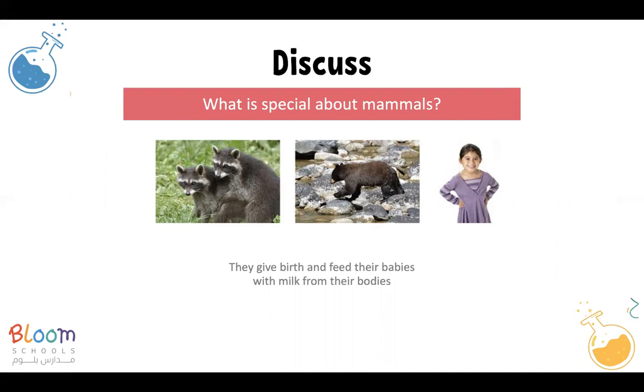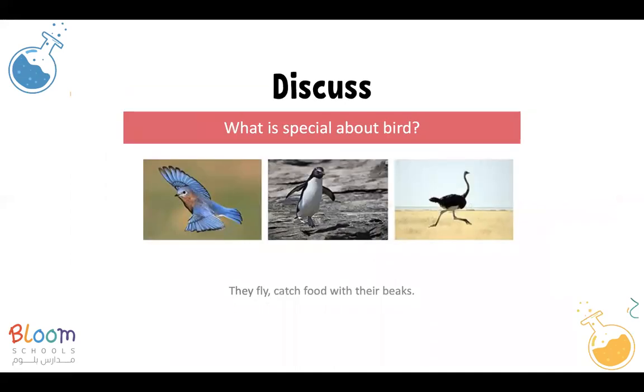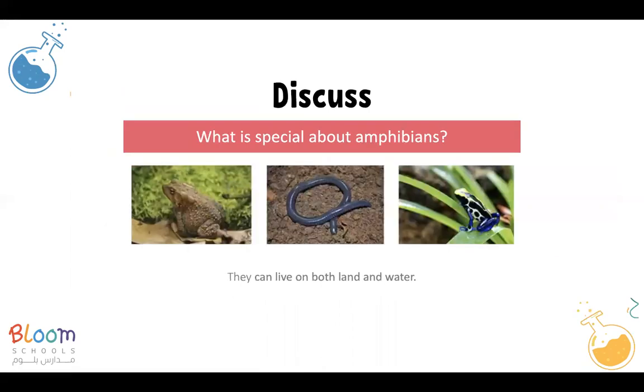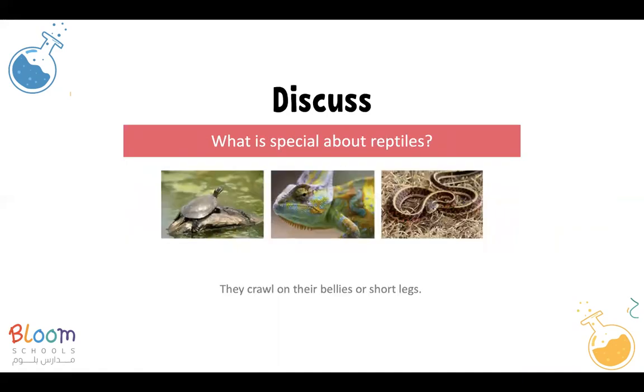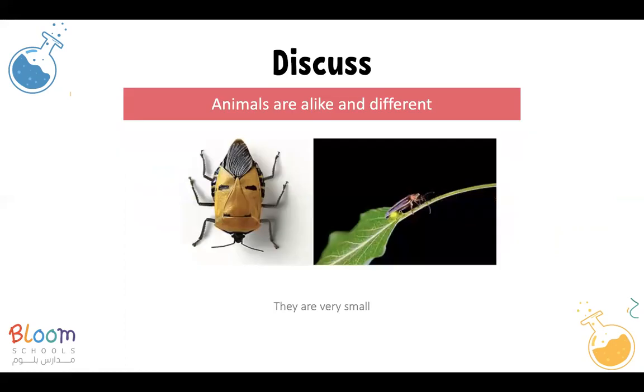So first, what's special about mammals? Mammals give birth and they feed their babies with milk from their bodies. What is special about birds? Birds can fly and they catch food with their beaks. What's special about amphibians? They can live on both land and water. What's special about reptiles? Reptiles can crawl on their bellies or their short legs.